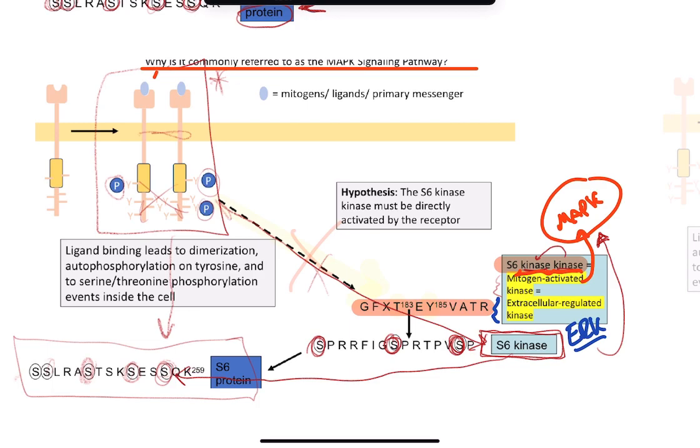Okay, the S6 kinase. Is it possible that this S6 kinase is being activated by the receptor? Because look at this. Here we have a threonine and a tyrosine being phosphorylated. And they thought, maybe the receptor finally did what we think it did, but maybe the receptor actually phosphorylated this tyrosine. Bad news. No, it did not.